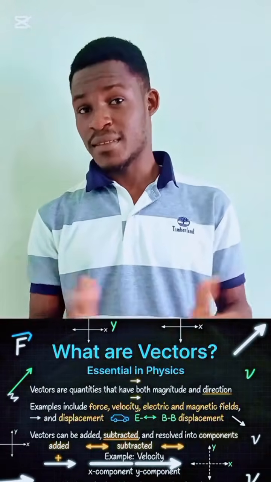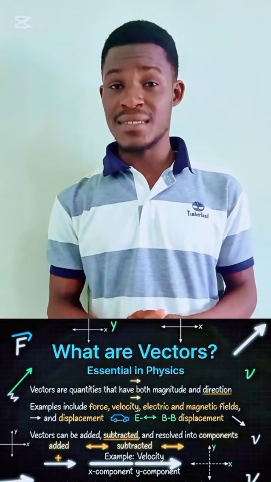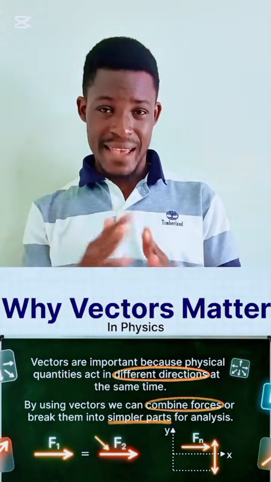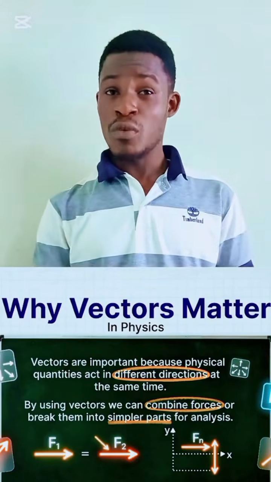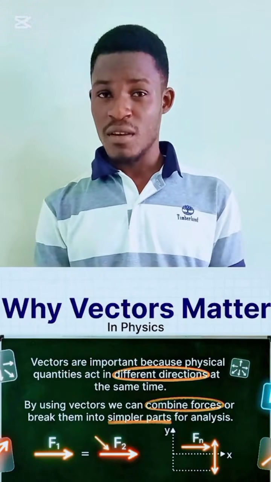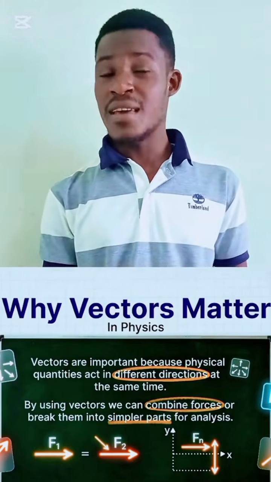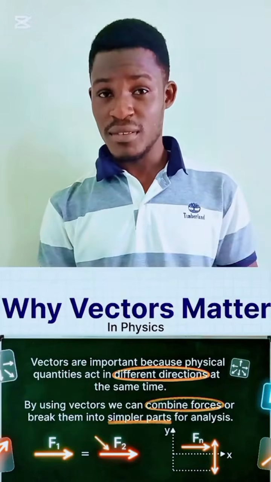Why do vectors matter? Vectors matter because in physics, many physical quantities act in different directions at the same time. By using vectors, we can break them, or resolve them, into components for analysis. To break vectors into components, we need a very powerful mathematical tool called trigonometry.